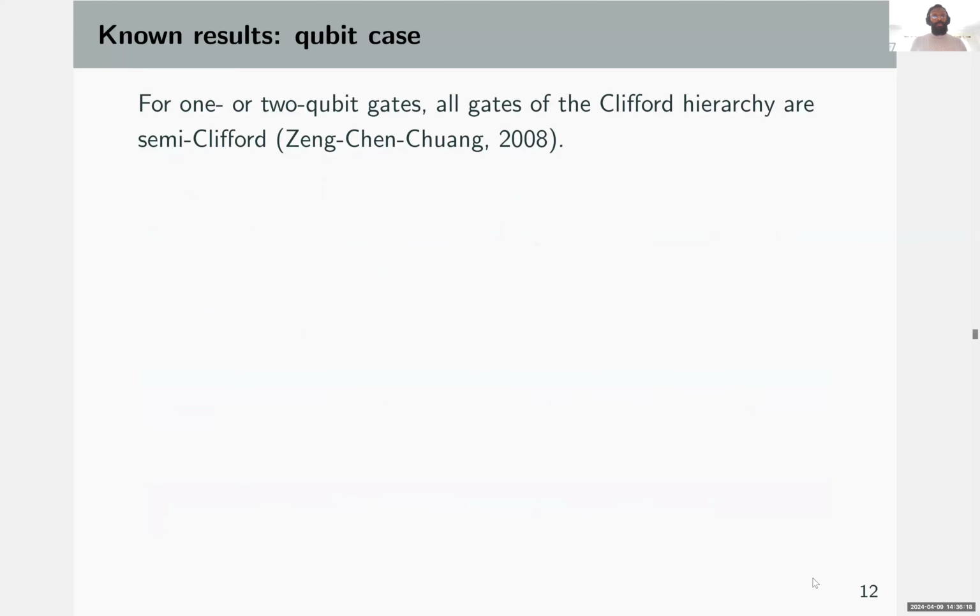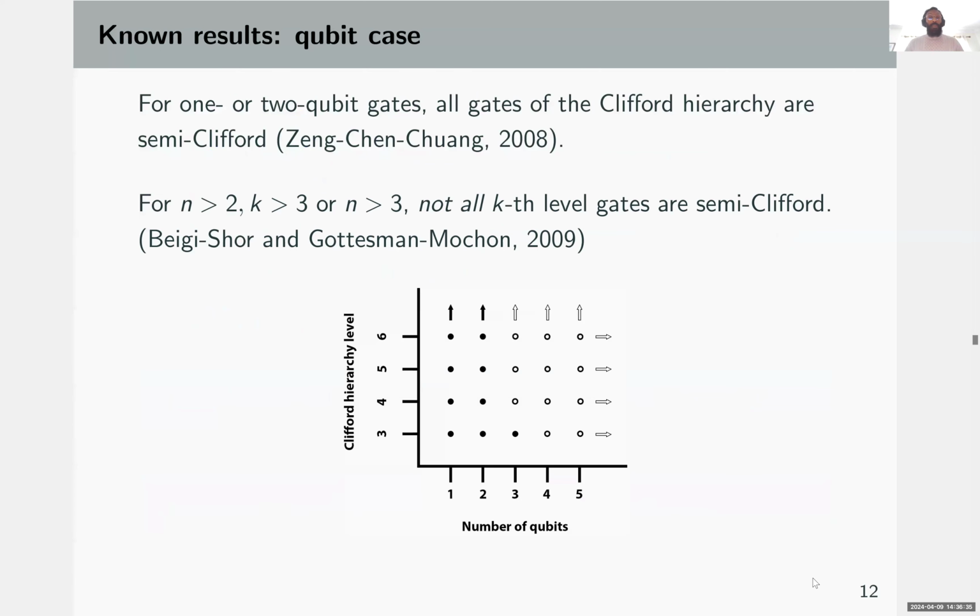So just to review a few of the known results. In the qubit case, so D equals 2, if you only restrict yourself to 1 or 2 qubit gates, then all of the gates of the Clifford hierarchy are semi-Clifford. Okay, that's a result of Zheng, Chen, Chuang. However, if you go to more number of qubits, so 3 or more qubits and third level or higher, then not all gate level gates are semi-Clifford.